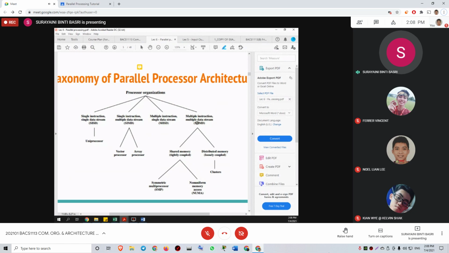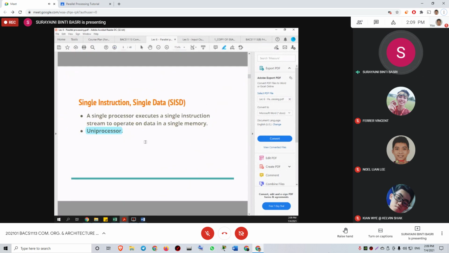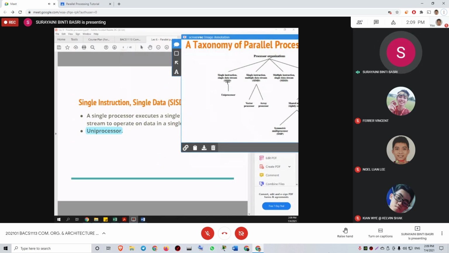This MIMD can be further categorized as either tightly coupled or loosely coupled. We will learn what tightly coupled and loosely coupled processors are after this. The tightly coupled is further categorized into SMP and NUMA, which are symmetric multiprocessor, or SMP, and non-uniform memory access. The loosely coupled is also known as a cluster processor. We will learn all of this in our next slide. Okay, so SISD is the first categorization of a parallel processor.